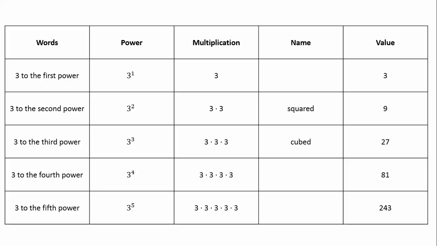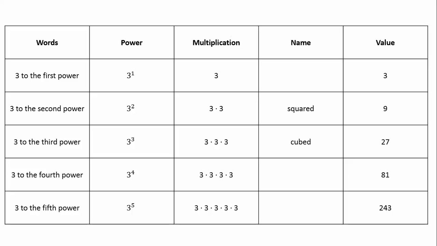The second row, we have 3 to the second power. We write that as a base 3 and an exponent of 2. It means 3 times 3, or 3 multiplied by itself twice. There's a nickname when something is raised to the second power, and that's squared. So another way to say it is 3 squared. 3 times 3 then is 9.